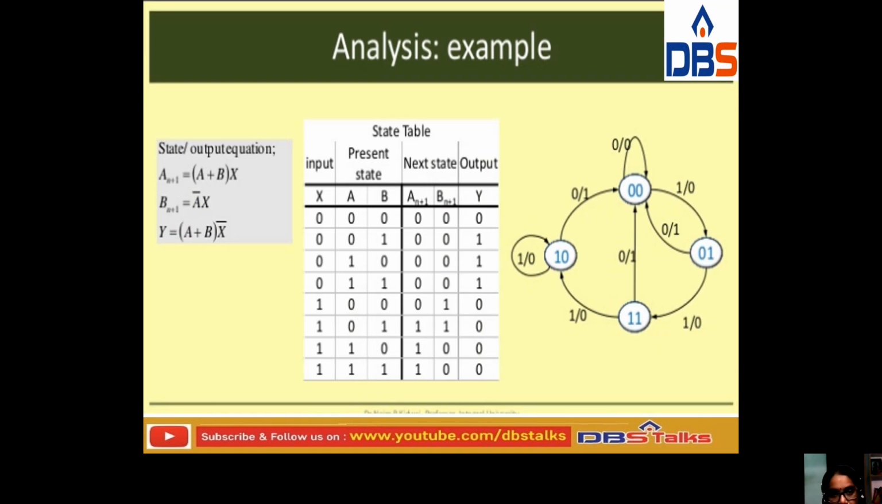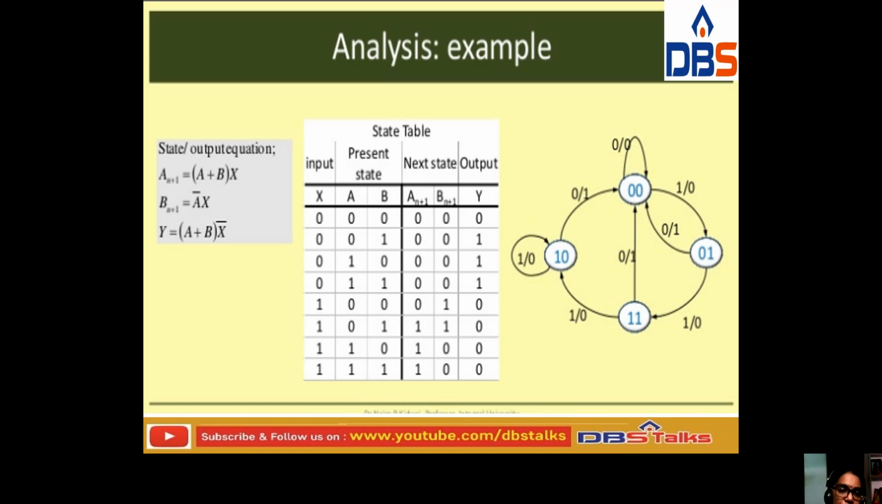If we go for the next example, we already know that if we have two inputs, we have four combinations: 00, 01, 10 and 11. So these are for x in the 0 stage and x in the 1 stage. If x is 0, a and b are 00, 01, 10 and 11. If x is 1, a is 0 and b is 0, a is 0 and b is 1, a is 1 and b is 0, and a is 1 and b is 1.